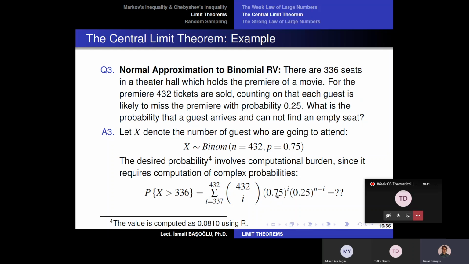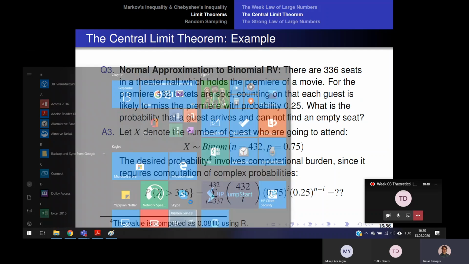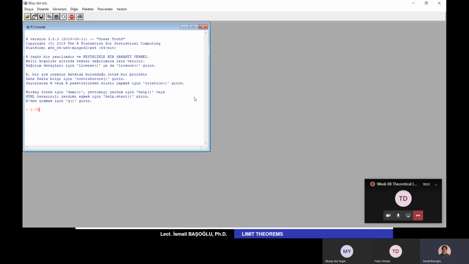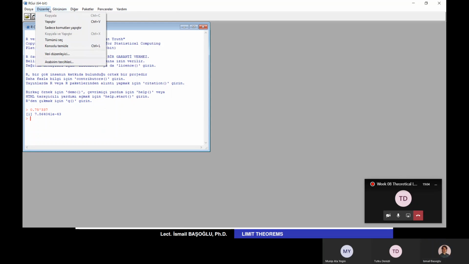For example, 0.75 to the power 337. So let me calculate that value using a programming language. Okay. So what is 0.75 to the power 337? Can you see it? I don't know, but let me.